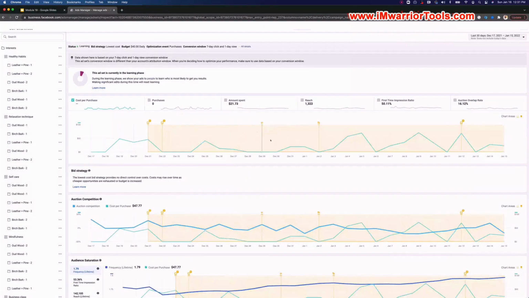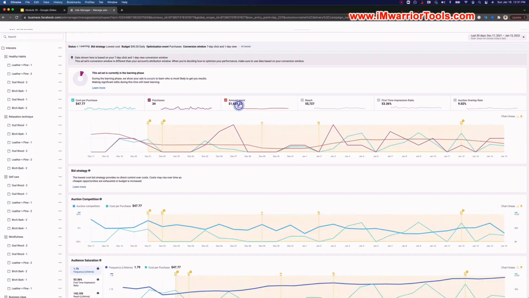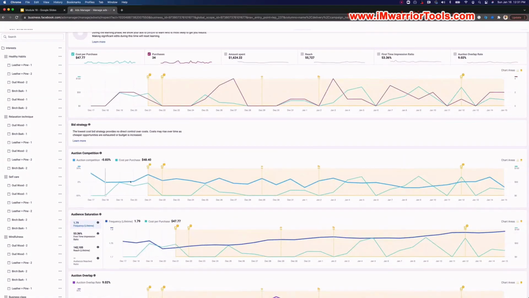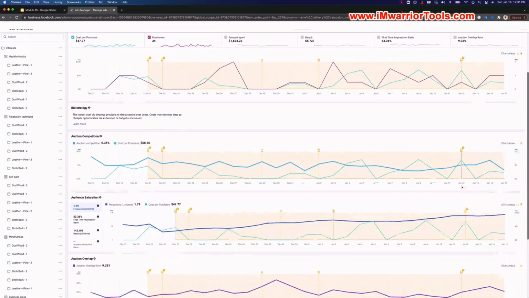If we go to the self-awareness audience, we have a longer time frame here. It actually pulls in about the full 30 day mark here, and we got a lot more purchases to look at. Amount spent is much higher on this one. First time impression ratio has been fairly stable. Auction overlap is fairly stable. Auction competition is also fairly stable in this case.